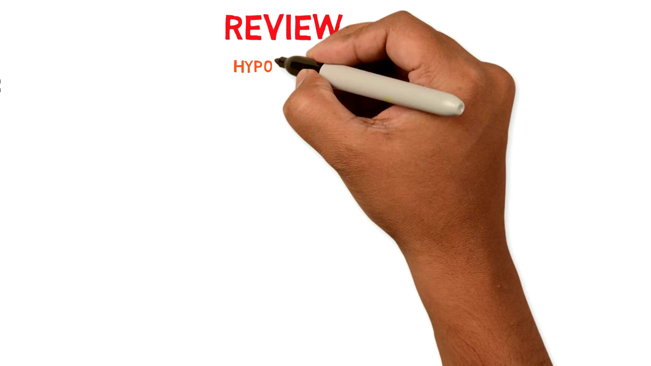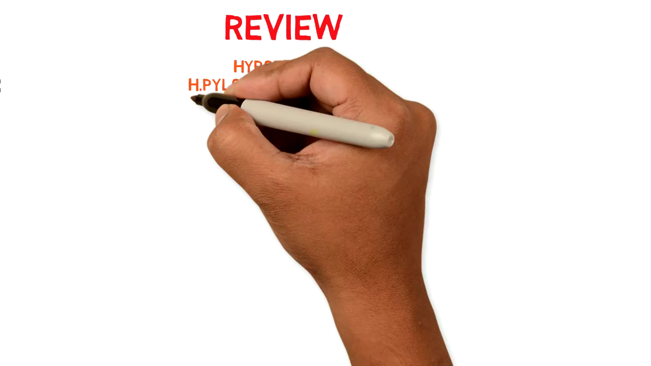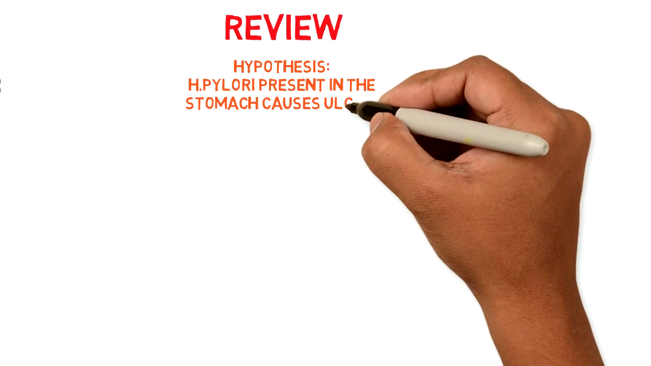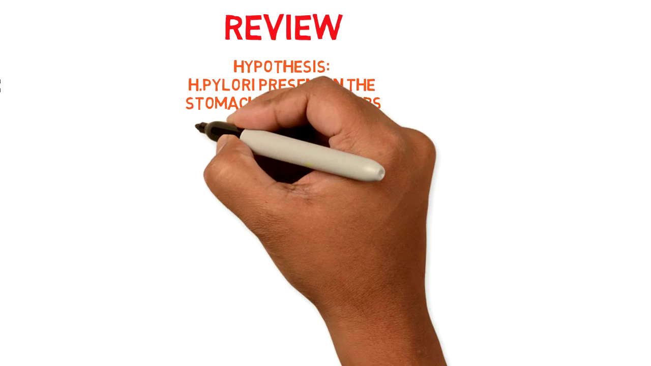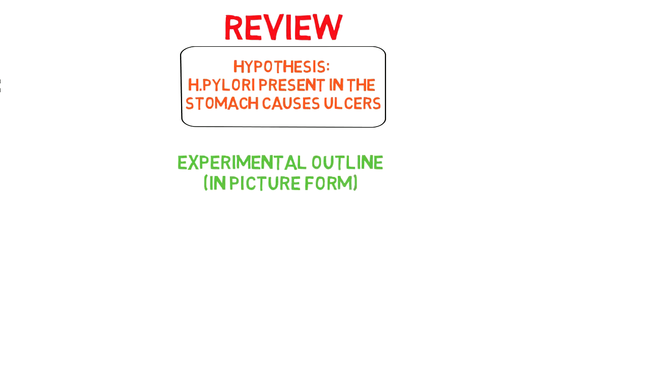Let's review what you learned last module. Remember, the hypothesis underlying these experiments is that H. pylori present in the stomach causes ulcers. Last time, you were tasked with creating an experimental outline. Here's what you came up with.